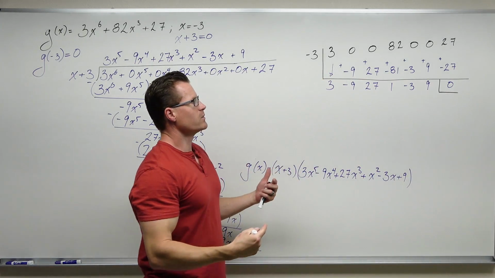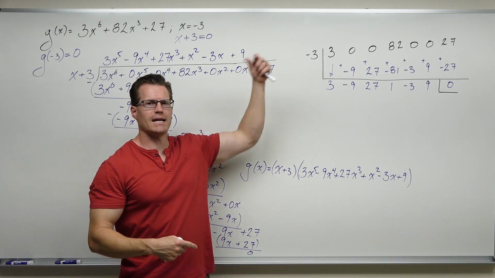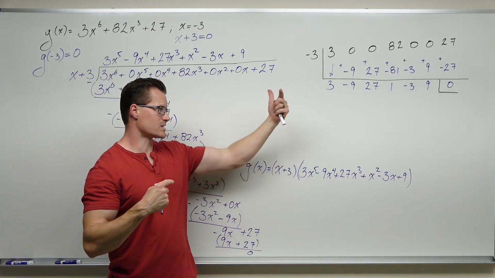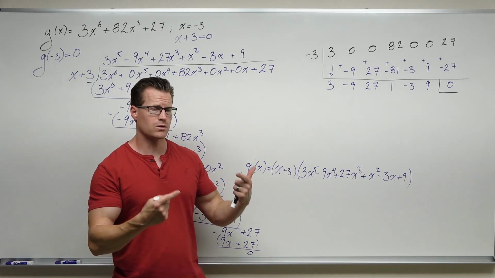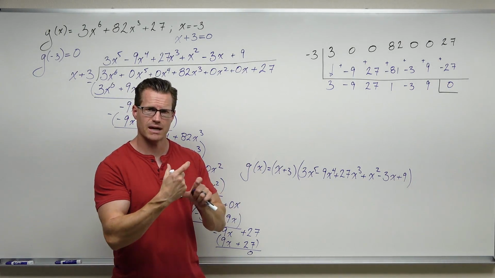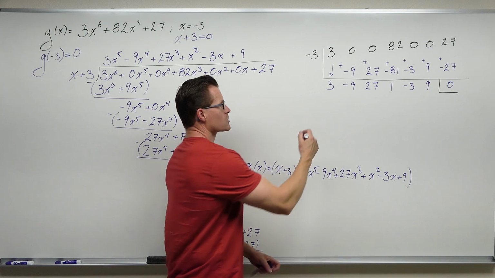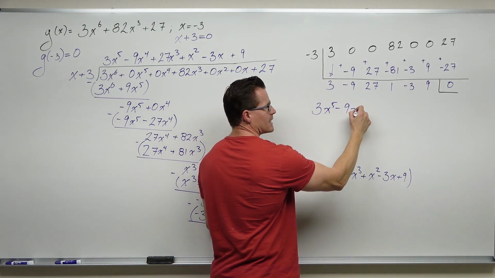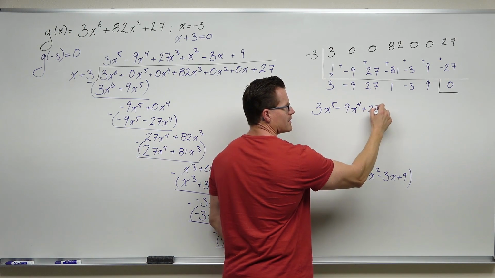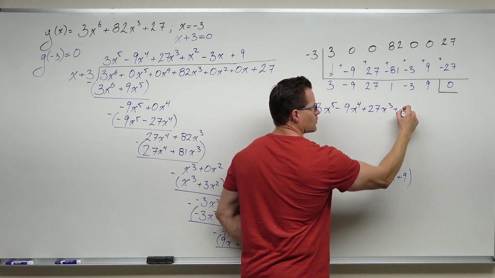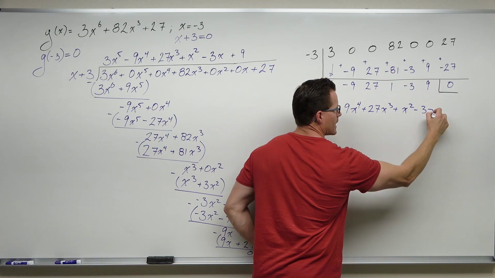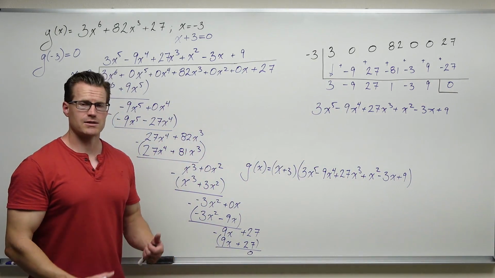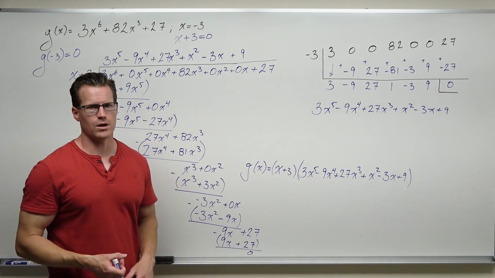And now the last thing we would do is understand that you're dividing out x to the first power. You're just going to take all of those exponents and subtract 1 from them. That's what your dividing out does. Dividing exponents, you subtract. So we'd have 3x to the 5th minus 9x to the 4th plus 27x to the 3rd plus 1x squared minus 3x plus 9. And everybody agrees that that's way faster. And that's fantastic. Do it all the time if you want to.